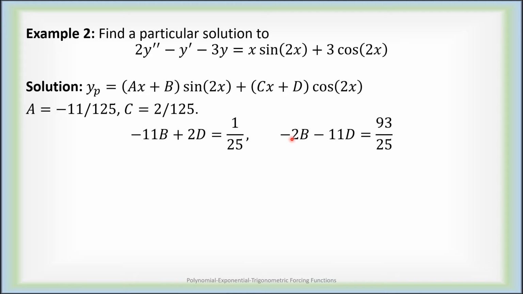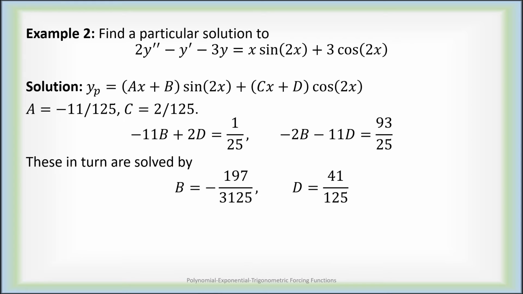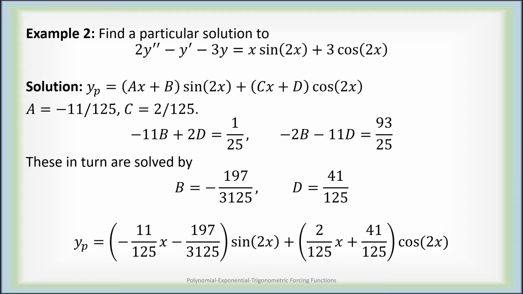Well, now these just have 2 variables in them, so I can solve this relatively quickly. b is going to be negative 197 over 3125, and d is 41 over 125. Therefore, I can go back to my y sub p and substitute for the now known values of capital A, capital B, capital C, capital D, and here you have it, a solution to the differential equation.